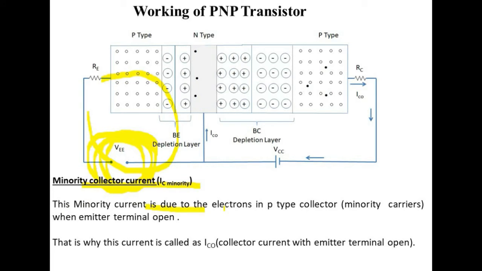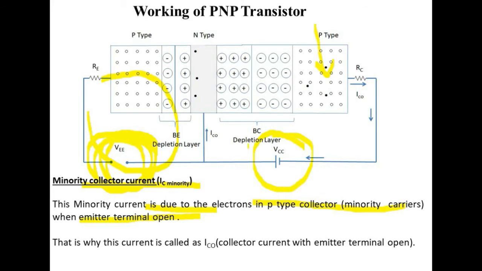This minority current is due to the electrons in the p-type collector, which are minority carriers. When the emitter terminal is open, we are talking about the charge carriers, free electrons, in the p-type collector region. Due to these minority electrons, whatever current is flowing will be called the minority current. Let us see whether any current is flowing due to these minority carriers or not.